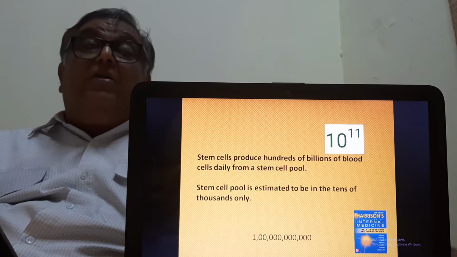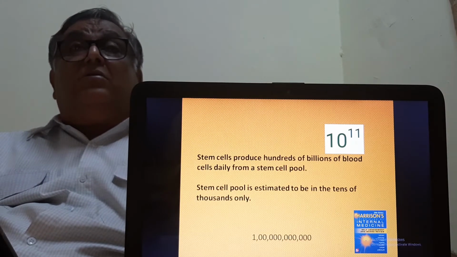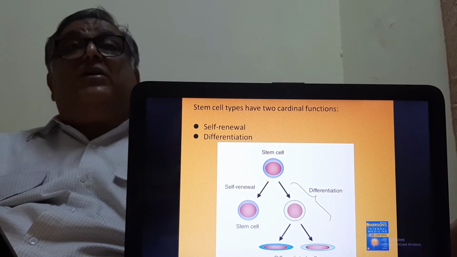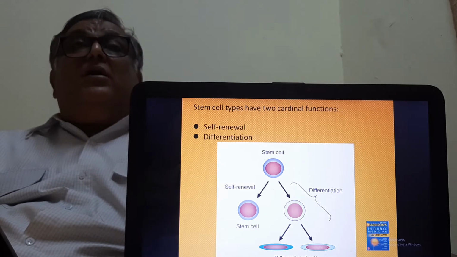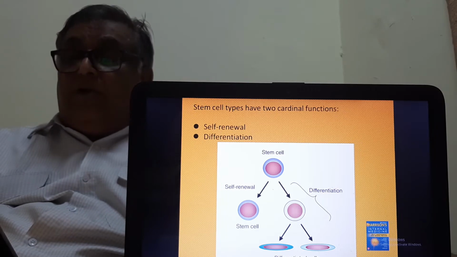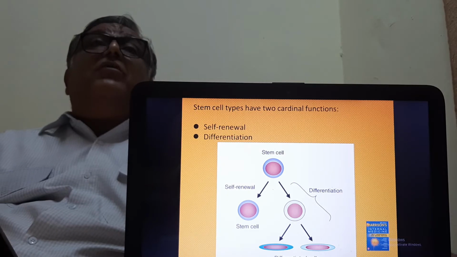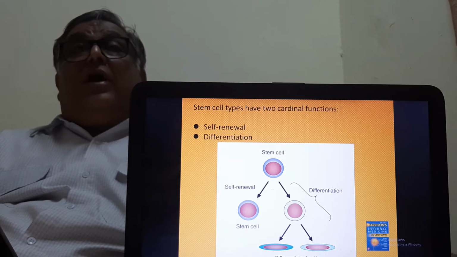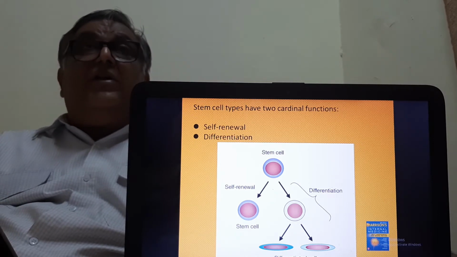Basically, all these cells, which constitute erythrocytes and other cells also, are formed from a pool of stem cells, which themselves are in tens of thousands. From this, such a huge amount can be generated. Initially, the stem cells have the power to differentiate into any cell. Afterwards they become committed to one type of cell line, which we will see in the next slide.